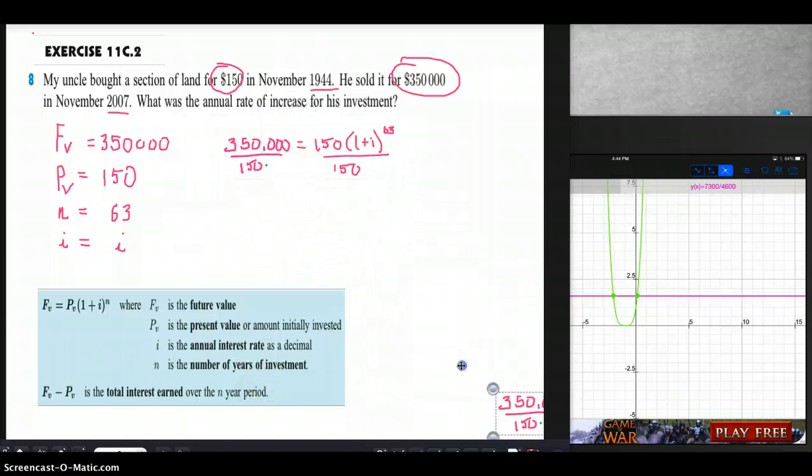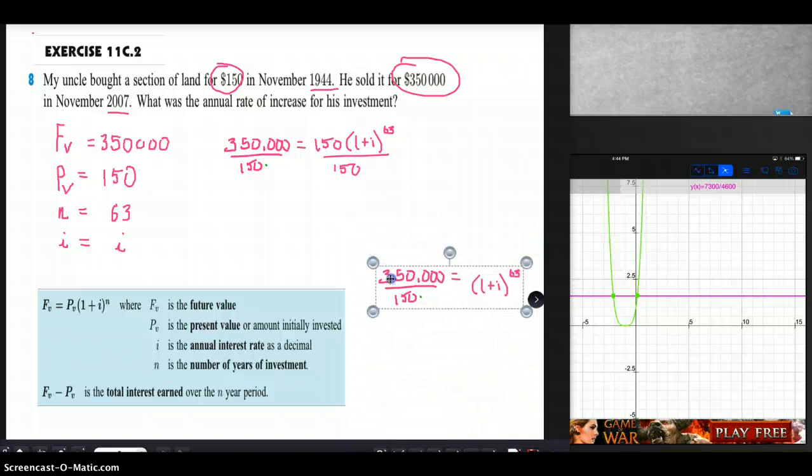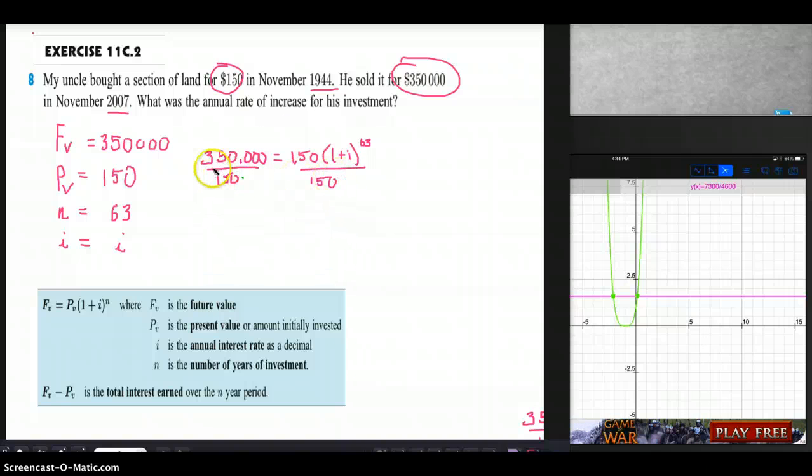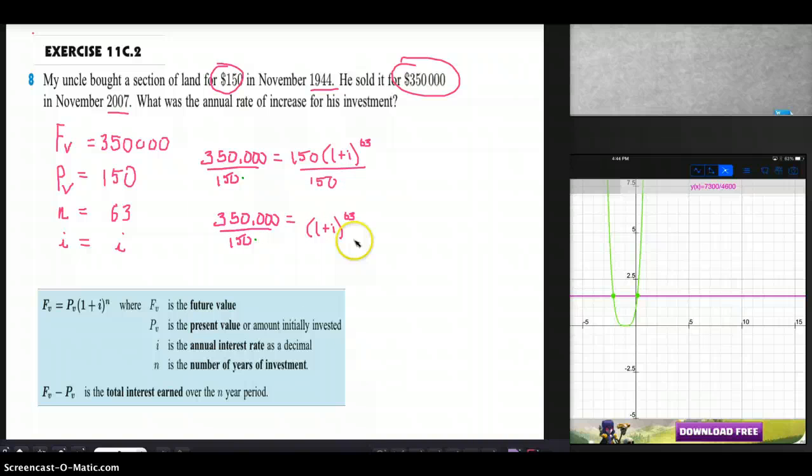I did the math on this already first, but that's okay. Ignore the divided by 150s, right? If you look just at the top line here, future value is $350,000 equals present value, the initial value of $150, parenthesis 1 plus I, right? We're working off of this down here, to the power of 63 years, right? I already showed you the next step with this, dividing both sides by 150, right? And that's what gets us to here, where we have, this looks rather similar, right?